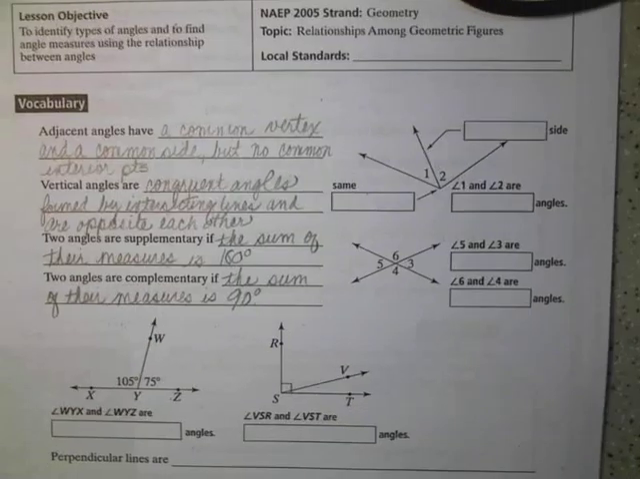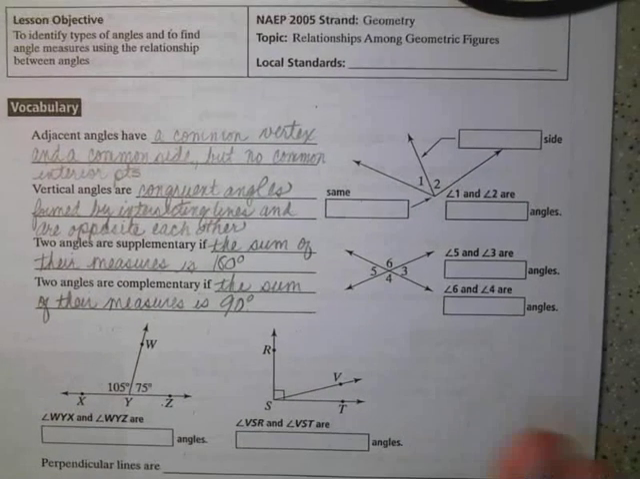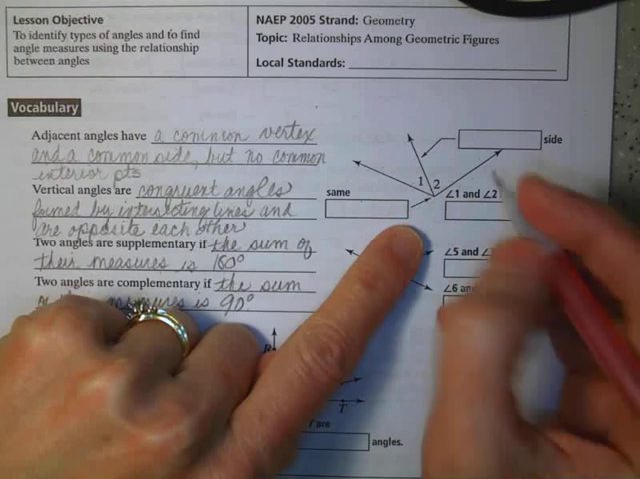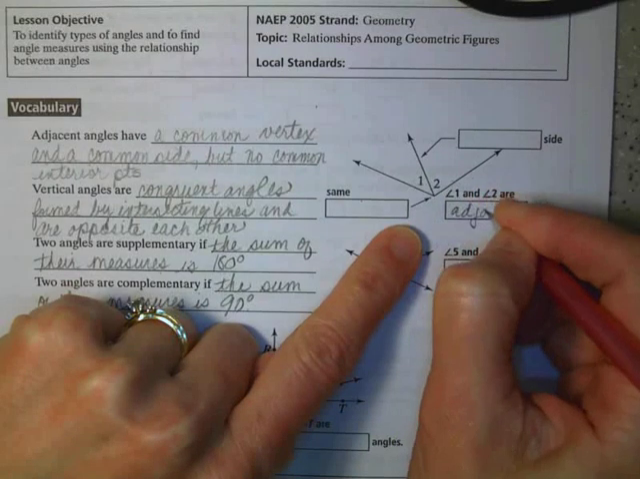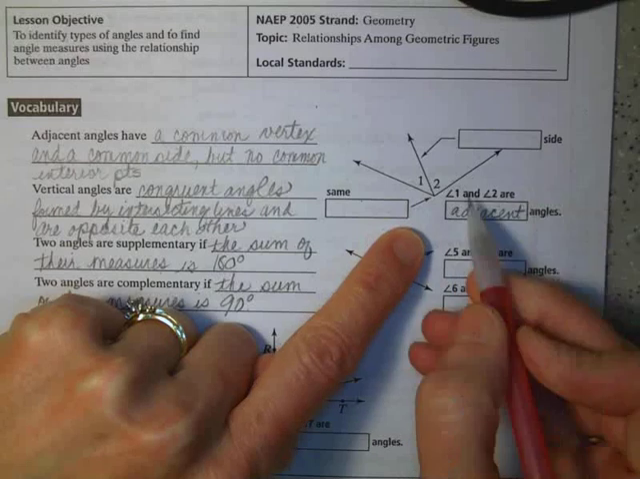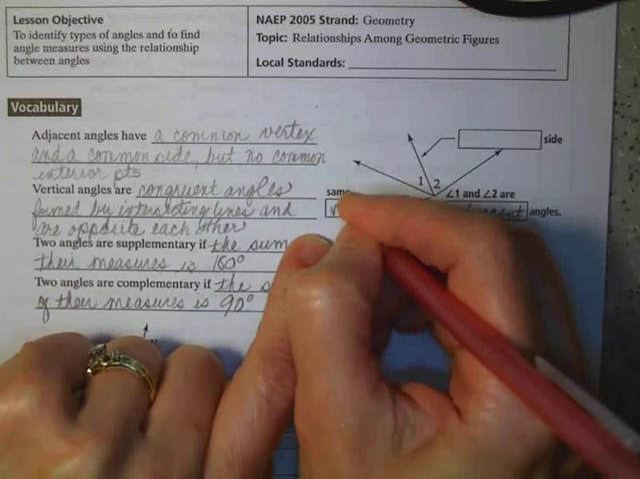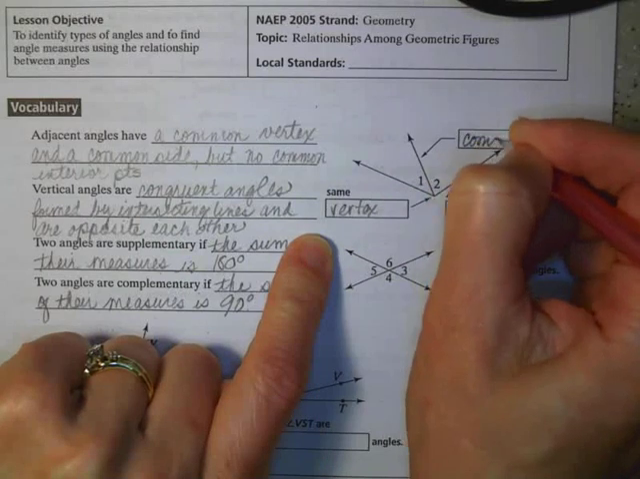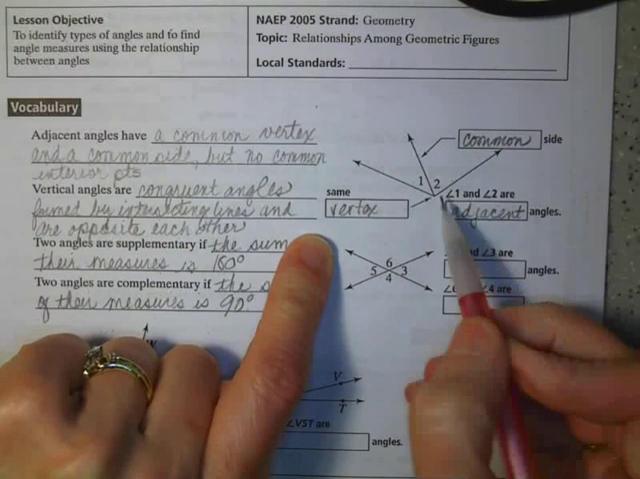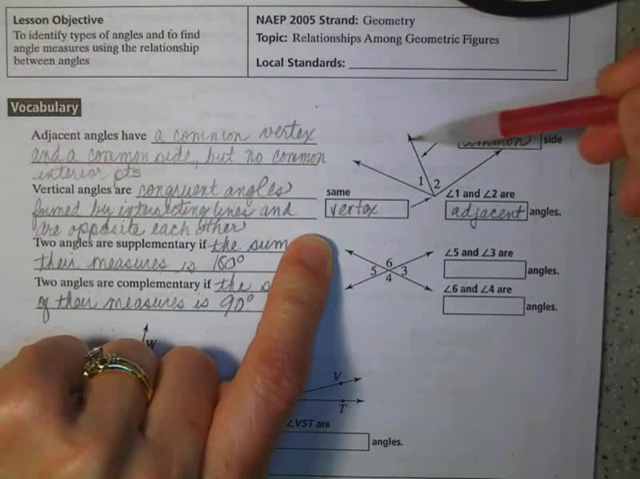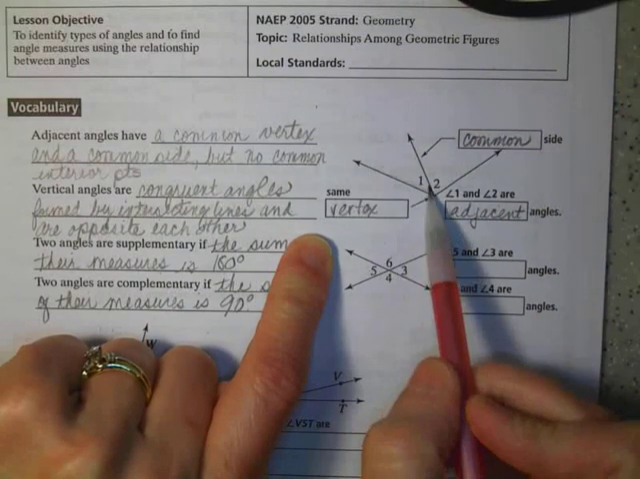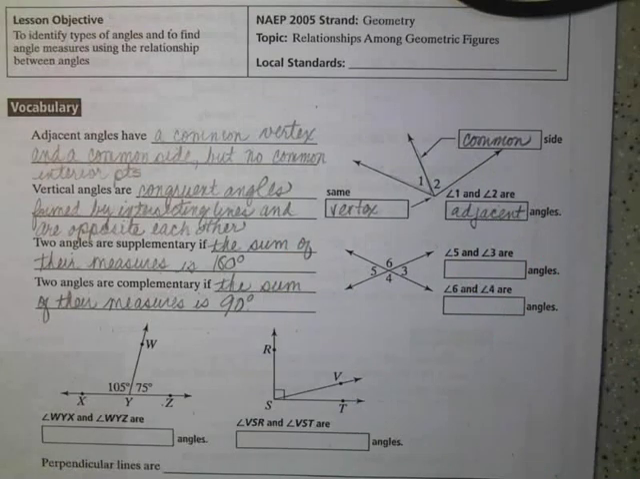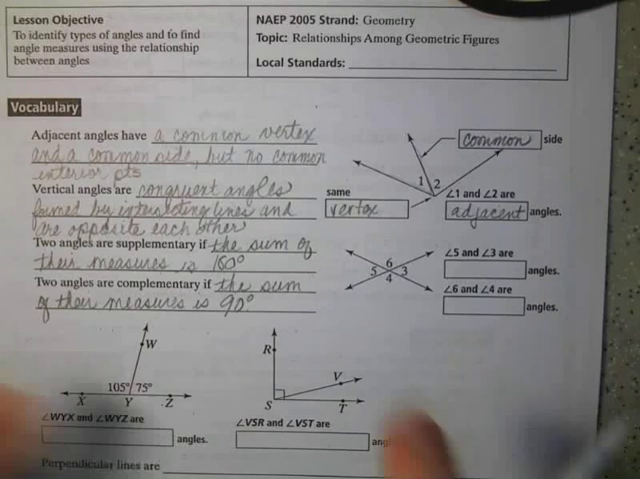All right, let's do our pictures here. These right here are going to show us adjacent angles. Angles 1 and 2 are adjacent. They have the same vertex and they share a common side. So the vertex is right here. The side between them that they share is here. Angle 1 is from here to here. Angle 2 goes like this. They would be considered adjacent angles.